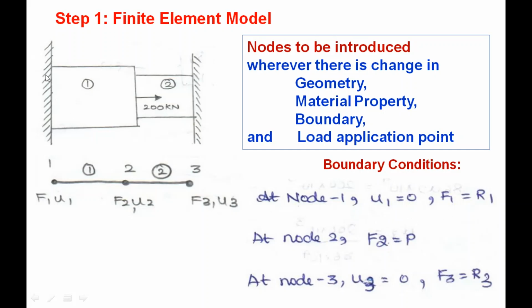So we are defining the boundary conditions in this finite element model. After drawing this mesh, we have to show the boundary condition also. So at node 1, u1 is 0 because it is fixed end.